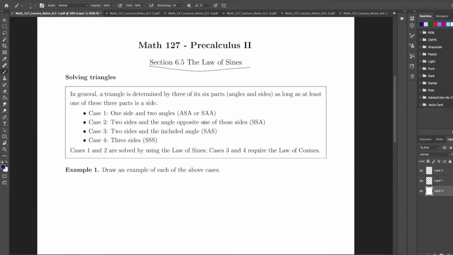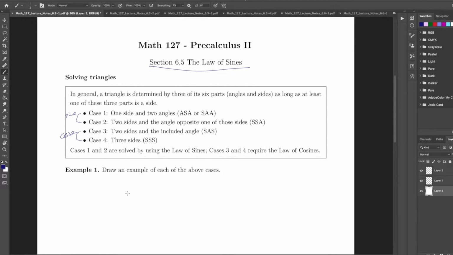Like an equilateral triangle always has 60 degrees for each angle, but it can have a side length of 1 or 5,000, we don't know. So here, let's go ahead and I'm going to draw the cases above. These first 2 we're going to do with law of sines, and then we're going to do these for law of cosines.